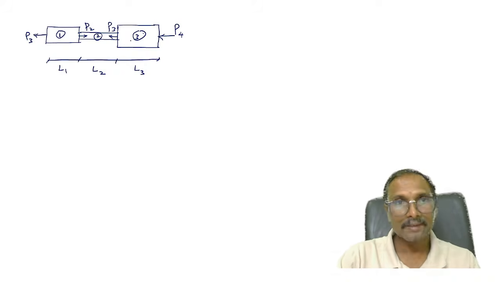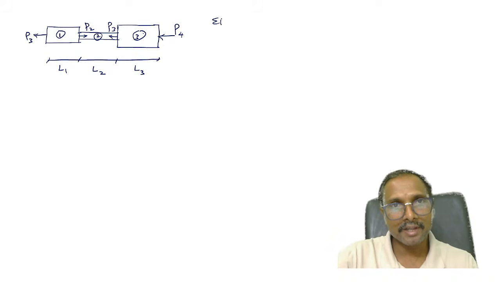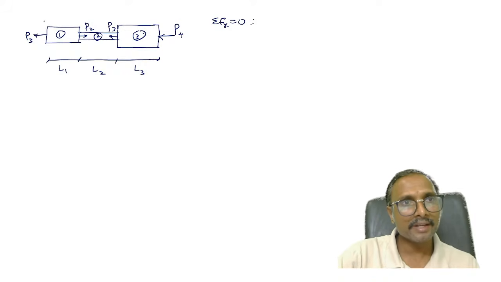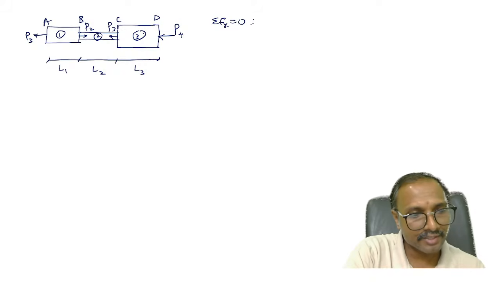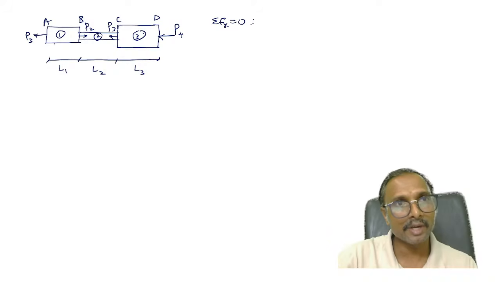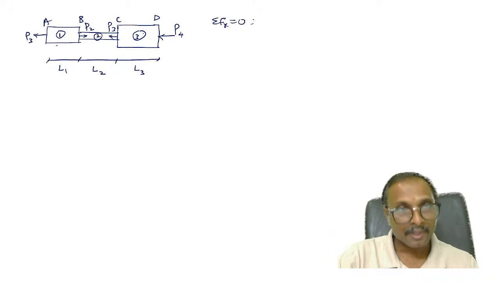Is it clear? So sigma Fx equal to 0, what is that condition? Sum of the forces must be 0, na? Entire member must be in equilibrium or not? A, B, C, D, entire structure must be in equilibrium. So for the entire structure to be in equilibrium, what is the condition? Tell me. Sum of the left side forces equal to sum of the right side forces.